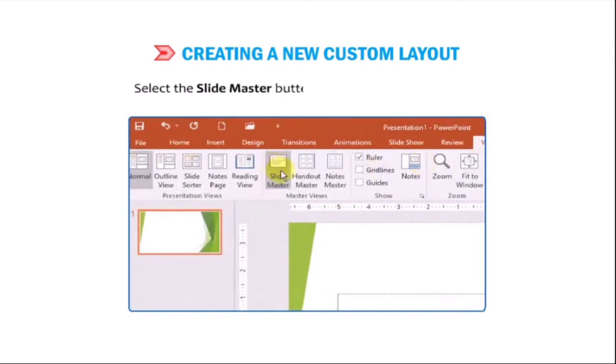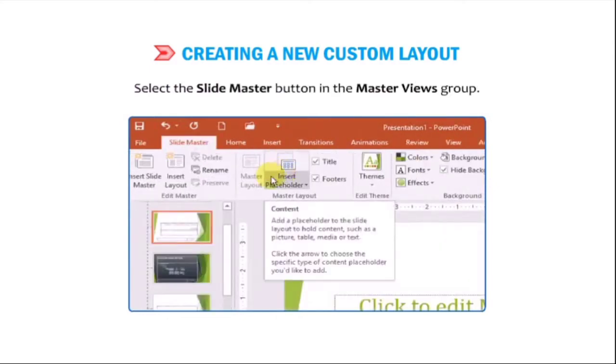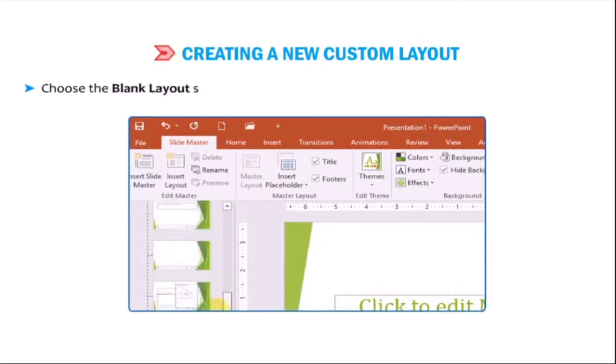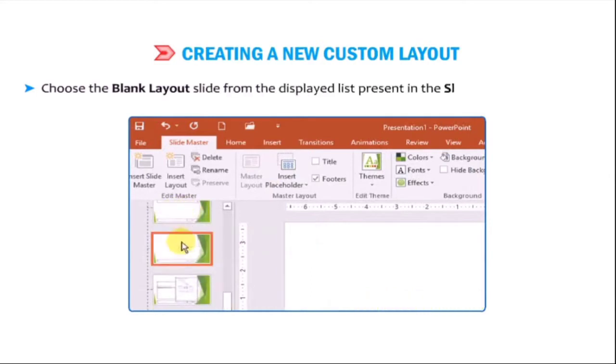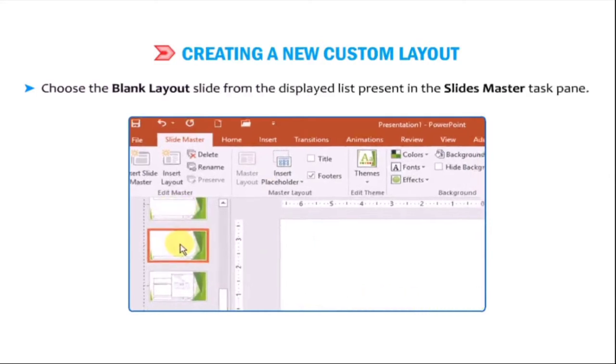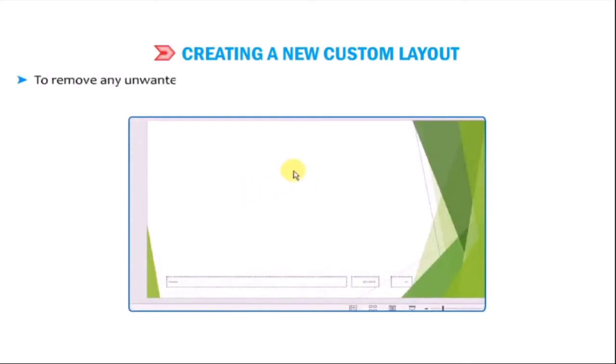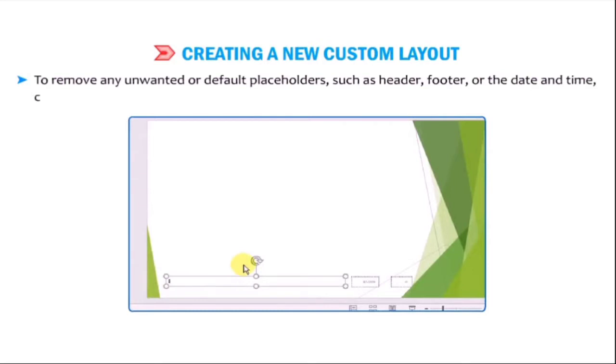Select the Slide Master button in the Master Views group. Choose the blank layout slide from the displayed list present in the Slides Master task pane. To remove any unwanted or default placeholders such as header, footer, or the date and time, click on the border of the placeholder, then press the Delete key.